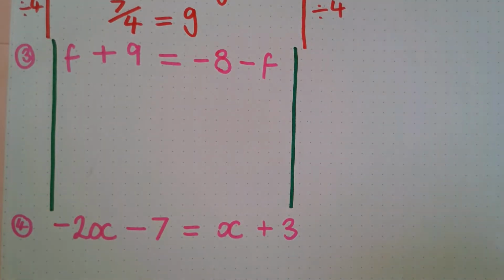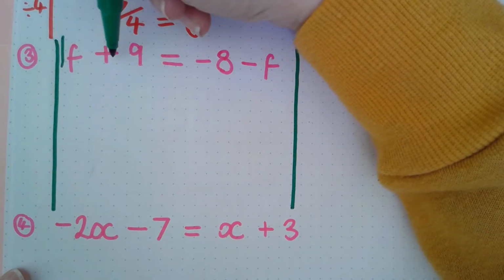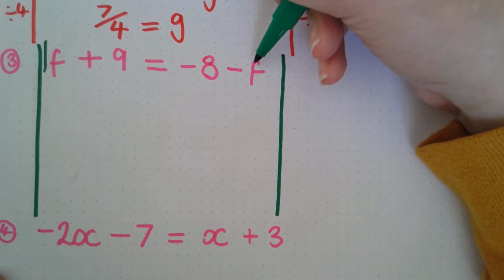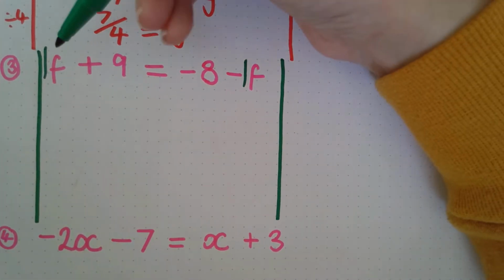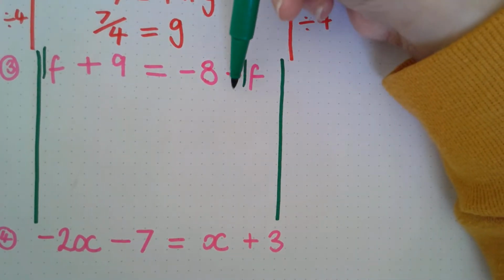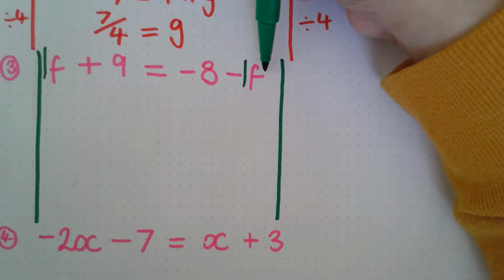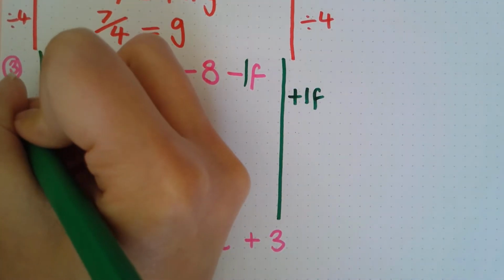So we've not got a number before this f, so that's 1f, plus 9 equals negative 8, take away no number before f, so that's 1f. Okay, look at which one's lower. This is 1f, this is minus 1f. Okay, so we're going to do the opposite of take 1f, which is add 1f to both sides.